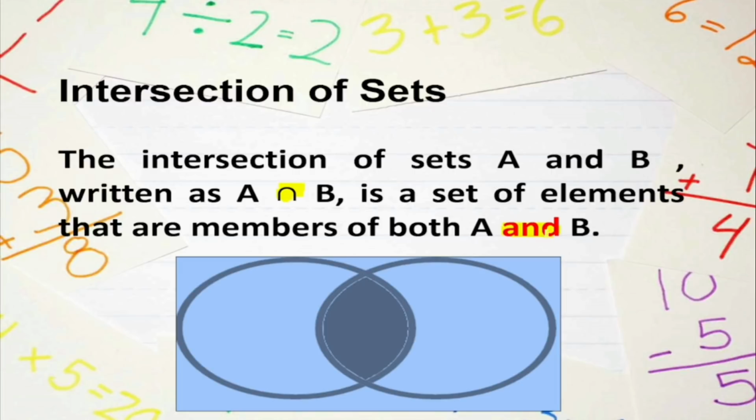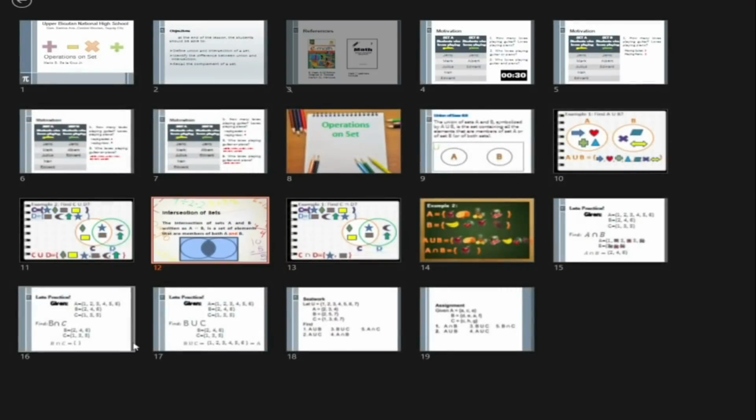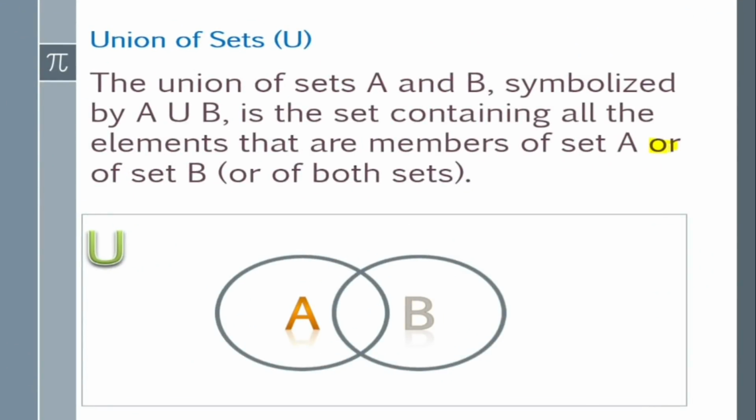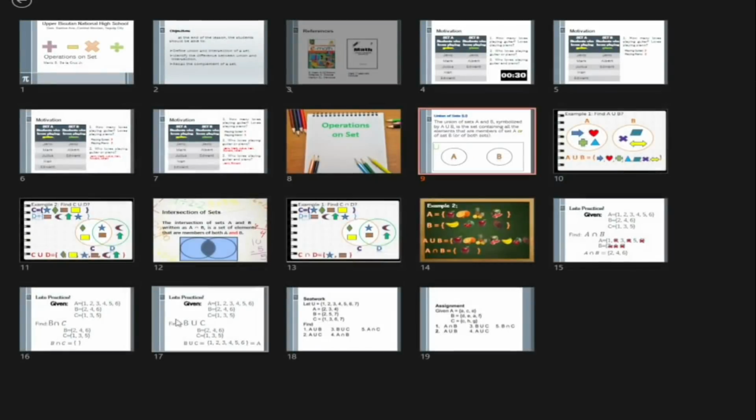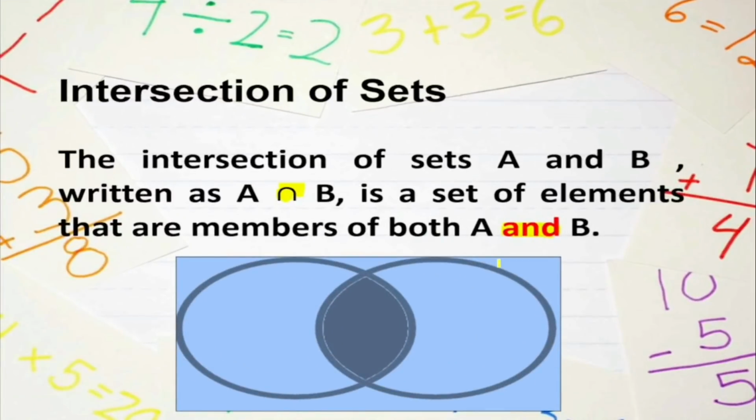Remember, in union of a set, we use the word or. This one, A or B. That is for union. And for intersection, we use the word and. And if you're going to examine, if we're going to get the union or the intersection of a set, we'll just simply write the common elements between these two sets. So this one. Now let's try to have some more examples for us to understand about intersection of sets.